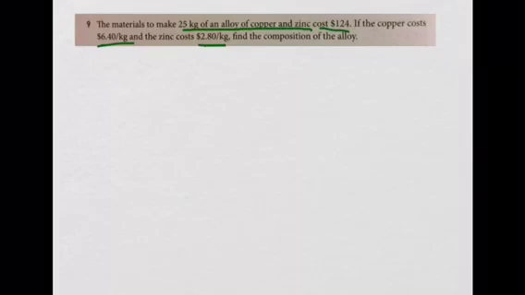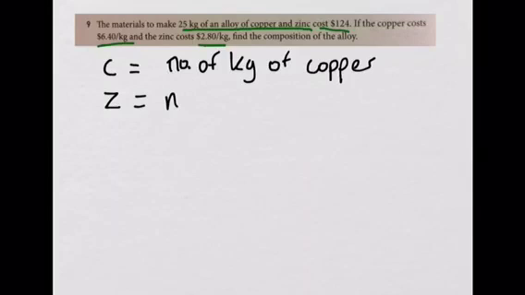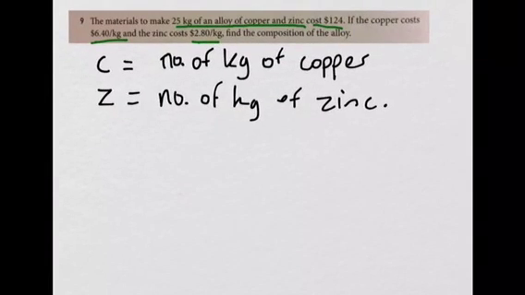We've got copper and zinc, so let's use C and Z. Find the composition of the alloy. The composition is like the ratio of one to the other. This is all measured in kilograms. So let's say that C is the number of kilograms of copper, and Z equals the number of kilograms of zinc. Cool. Now we can start writing some equations.